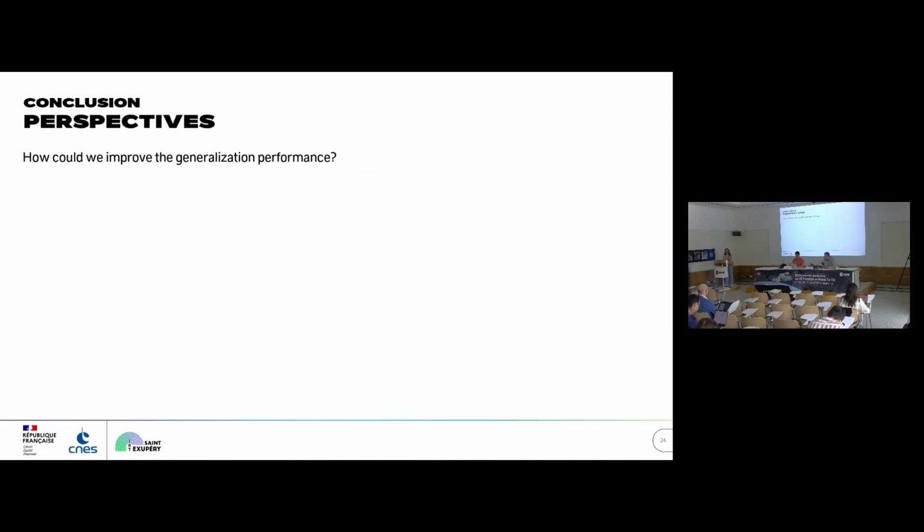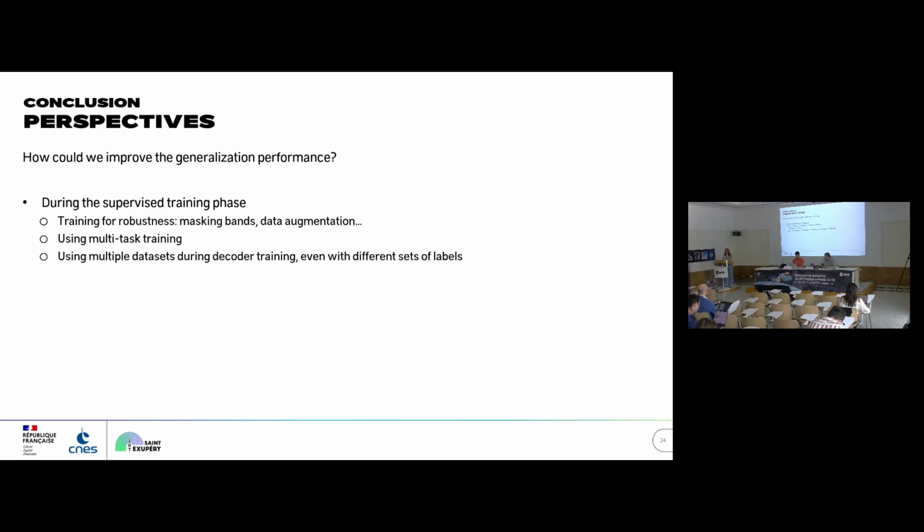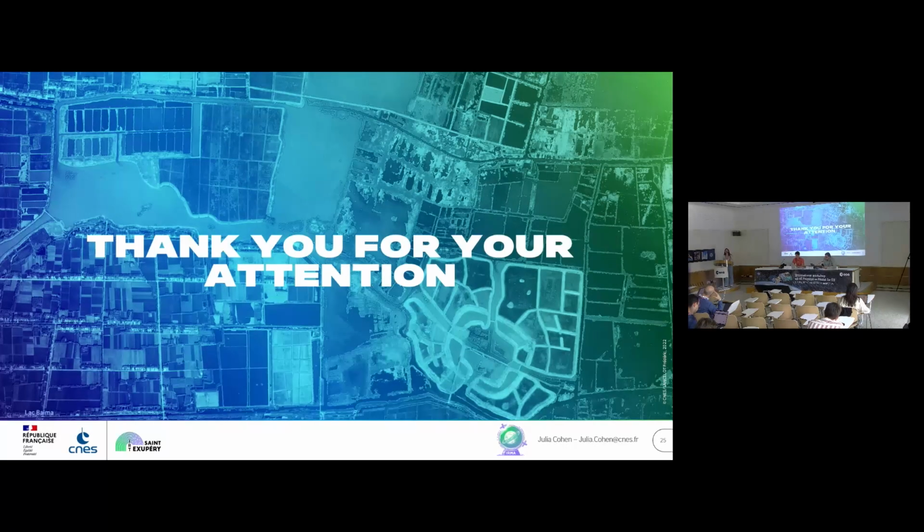So how could we improve this generalization performance? Well, first we could work on the supervised training phase. We could use more tasks at the same time. We could use more data sets, which are methods that have been very effective for the pre-training step. And then since the latent space seems to be very important for the generalization of the models, maybe we could start thinking about building a more meaningful latent space as soon as the pre-training strategy. Thank you for your attention.